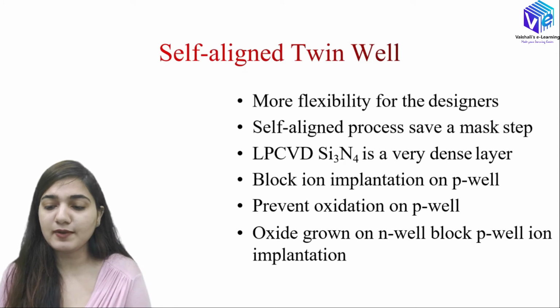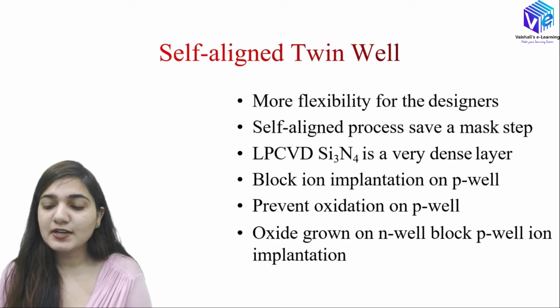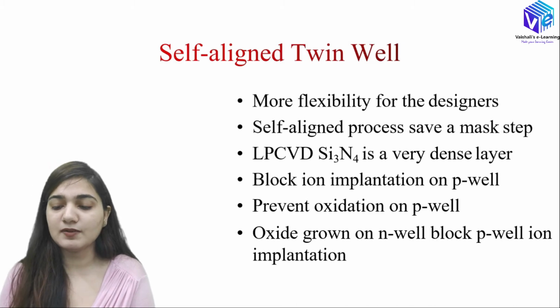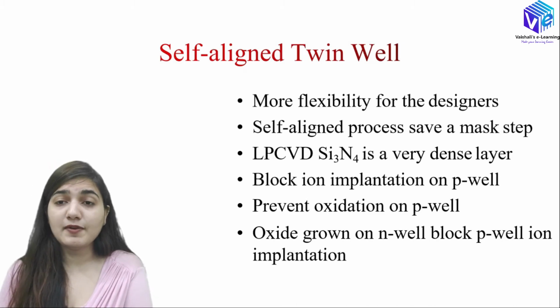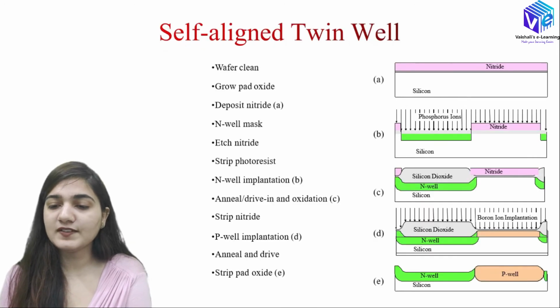So it is going to prevent the oxidation on the P well as well, because I have removed the photoresist layer. After that, the oxide grown on the N well is going to block the P well ion implantation. So this is how I will be having saving of a masking step. So this is how all of the steps are looking like.